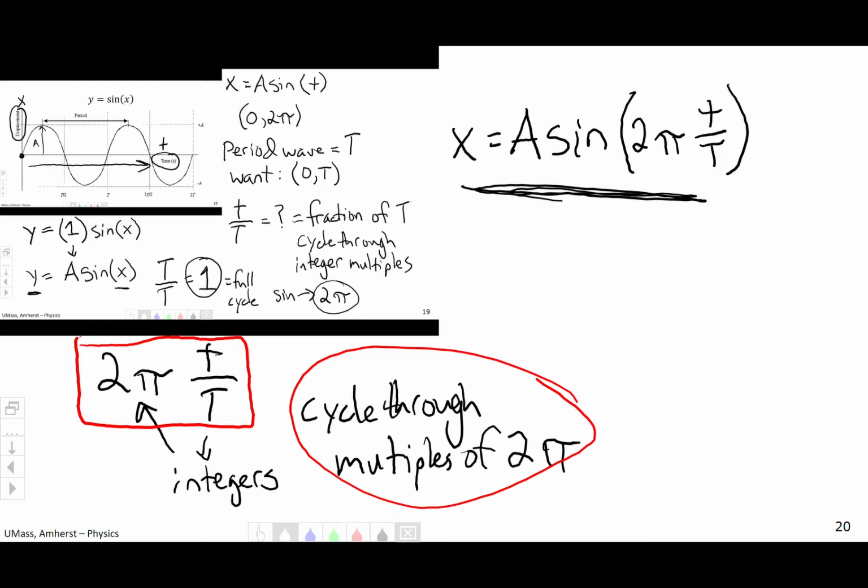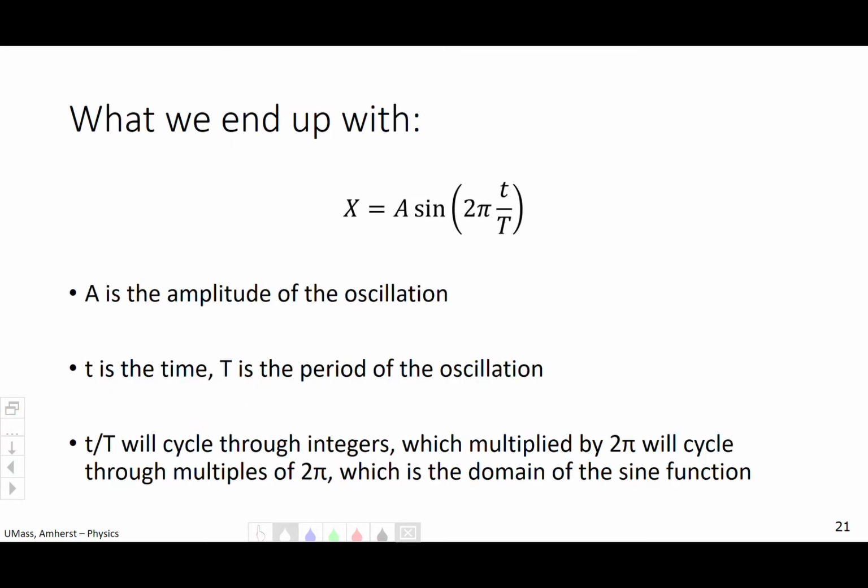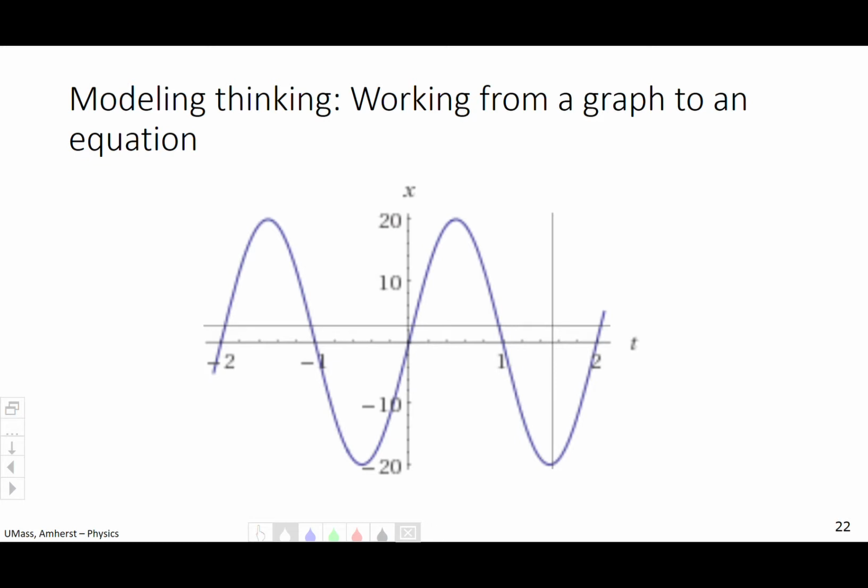But all you need to know is that this is how we represent a real oscillation in a graphical manner. So A is the amplitude, lowercase t is time, capital T is the period. The t over period will cycle through integers, so we have cycled through multiples of 2 pi, which is the domain that sine takes as acceptable input. So to work from a graph to an equation, this is very simple.